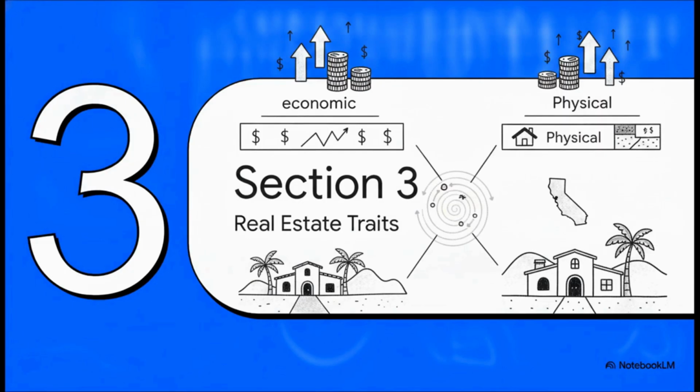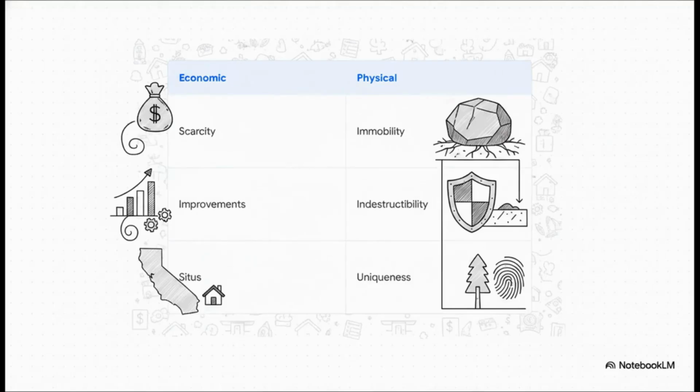Section 3, characteristics of real estate. Every piece of real estate is defined by 2 distinct categories of traits: economic and physical. We separate the value factors from the physical realities. Economic characteristics drive the monetary value of the land. These include scarcity, improvements made over time, the permanence of the investment, and situs. Situs simply refers to the economic impact of the property's specific location. For instance, a house near good schools has a completely different economic value than the exact same structure in a remote area, all because of situs.